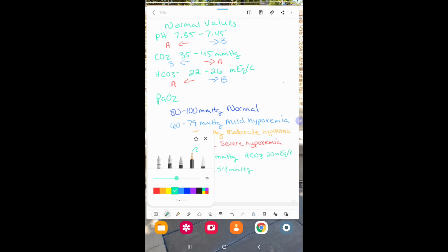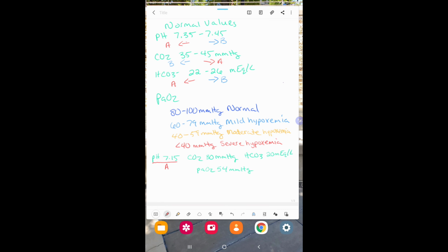I'm going to get a different pen. I'm going to get a red color so that way you can see it. Okay, looking at your pH first. This is the first thing we always look at is your pH. What is your pH at on the normal range? It is going to the left, so that means that it is an acid. So I'm going to put an A underneath acid, so that way I know that's an acid.